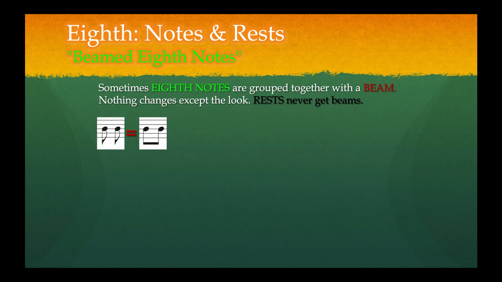Sometimes eighth notes are grouped together with a beam. Nothing changes except the look. Rests never get beams. Here we have 2 single eighth notes side by side. You could even think of it as 2 people standing in a room, each of them holding their own little flag. Then we have 2 eighth notes connected together with a beam, called beamed eighth notes.